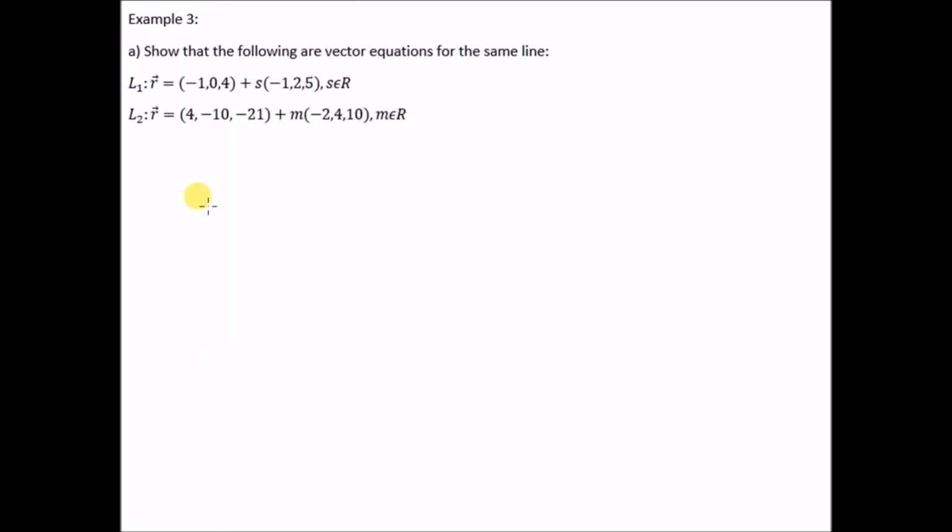Example 3. Show that the following are vector equations for the same line. Okay, so we have L1 and L2. In order to be the same line, what we want to do is check the direction vectors. Okay, so let's check direction vector D1 and direction vector D2, and we want to ensure that they are some multiple of one another.